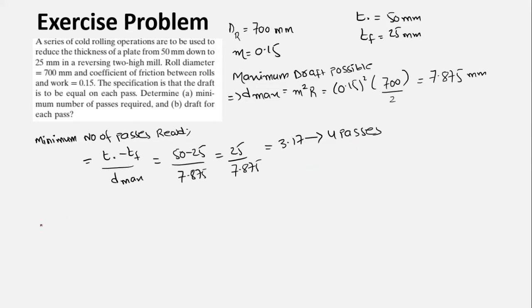Now to calculate the draft per pass, that is D equals 50 minus 25 divided by 4. So if you are producing this amount of draft in total, and we are using these number of steps, the total amount of draft in a single step would be this one, that is equal to 6.25 millimeter, right? So now we have calculated the minimum number of passes required, and we have calculated the draft per pass.